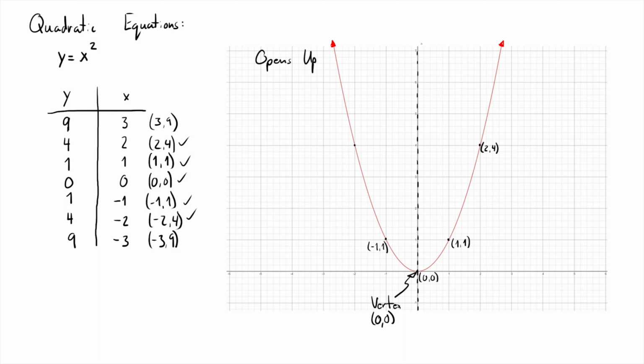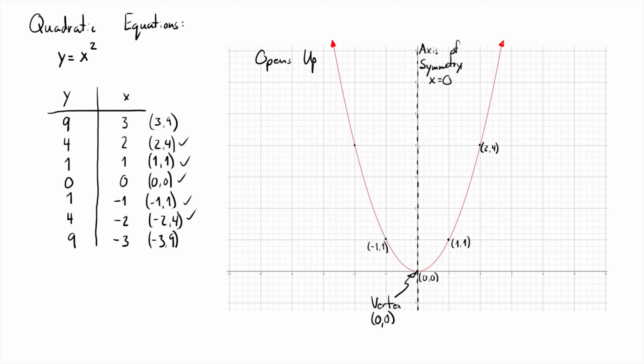So we can label that as the axis of symmetry. And if we want to, we could also label where that axis of symmetry is located. It's located at this line, and this line has equation x = 0.